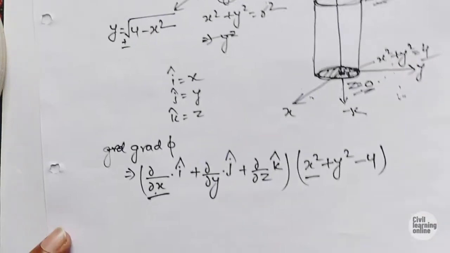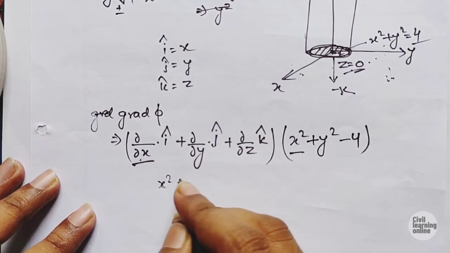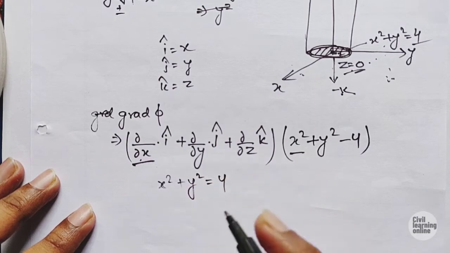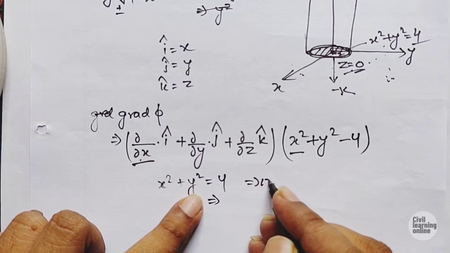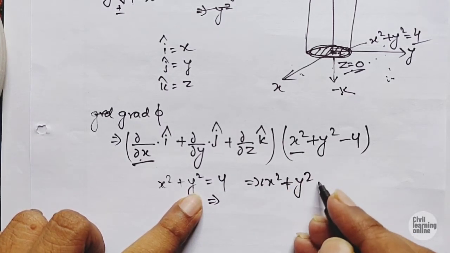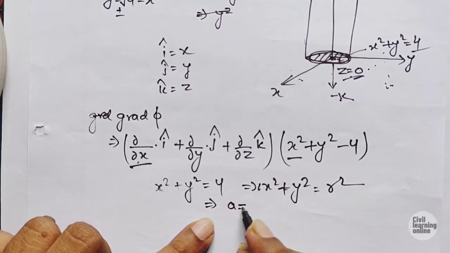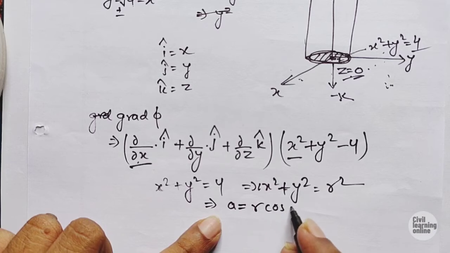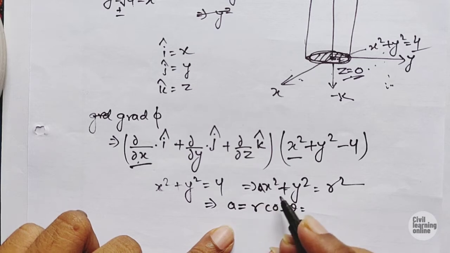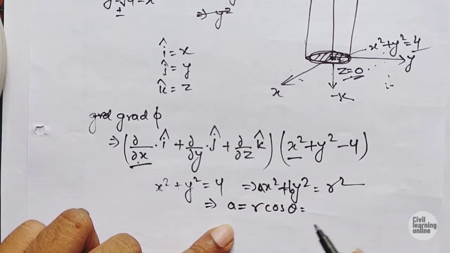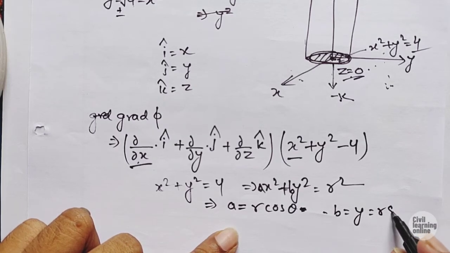Now see here guys, we have an equation that is x squared plus y squared equals 4. We can write it in the form x squared plus y squared equals r squared, and we can write that a equals r cos theta. A is the coefficient of x squared, b is the coefficient of y squared, so a will be equal to r cos theta. Similarly, b will be equal to r sin theta.